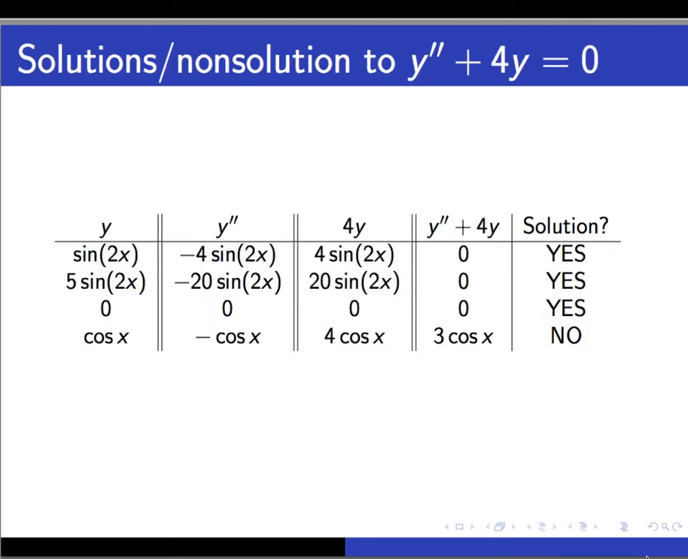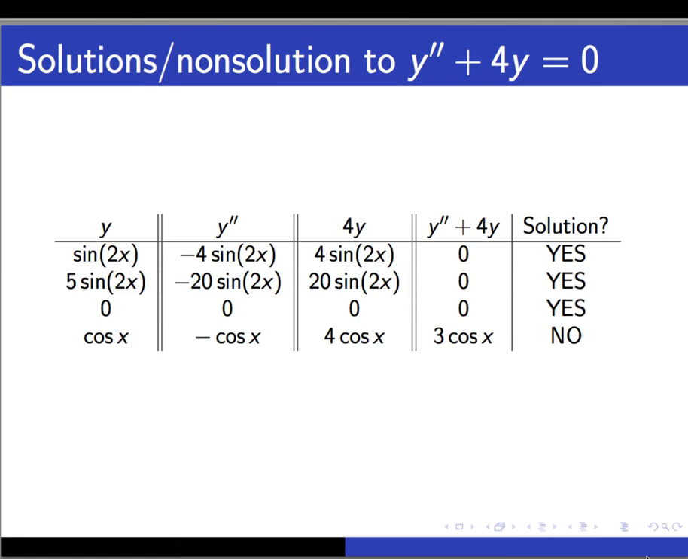Now there are many more potential solutions for this equation as well. For example, y equals sine 2x is also a solution. This is because y prime is 2 cosine 2x, and so y double prime is negative 4 sine 2x, and therefore y double prime plus 4y is 0 again. Also, y equals 5 sine 2x is a solution because of the work you see here. y double prime plus 4y does indeed equal 0. And another much more basic solution is the constant function y equals 0.